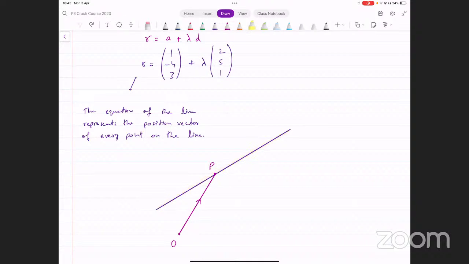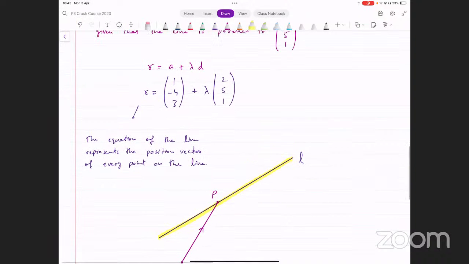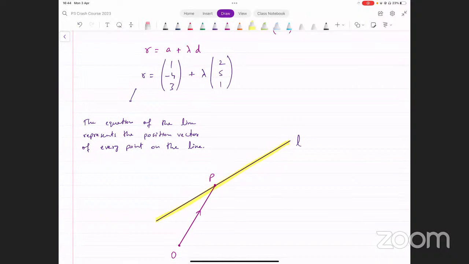Okay, if the lambda's value is big, you would be far away from this point on this line. If the lambda's value was small, you would be somewhere close to this point, but again, you would still be on the line. All right, so that's how this equation works to give you every point on this line. Okay, that's the idea of the equation of a straight line using vectors.